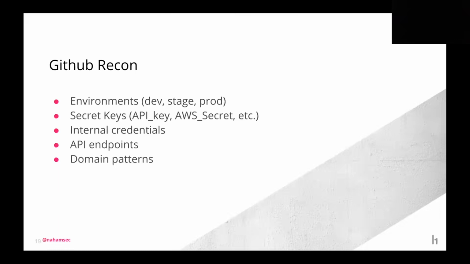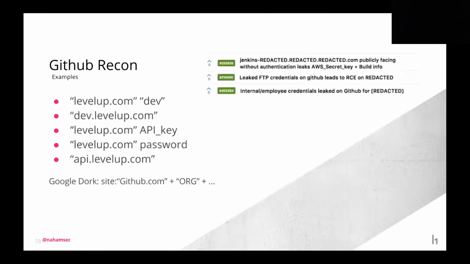You can also look for API endpoints. There are times when there are old API endpoints that you may not have known a developer worked on 4 years ago, and they left them on their GitHub, and it's still there. And again, talking about domain patterns, you always find this as well.